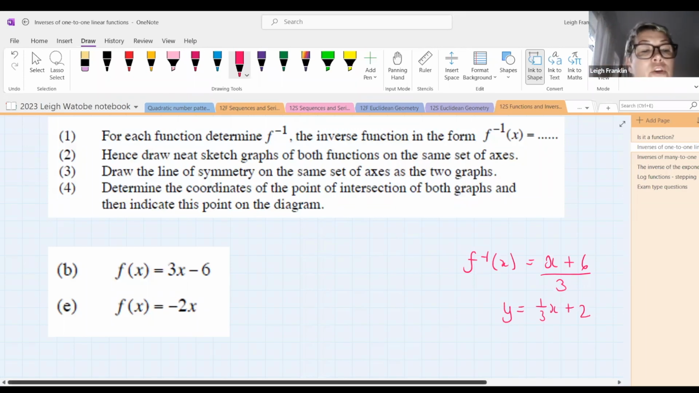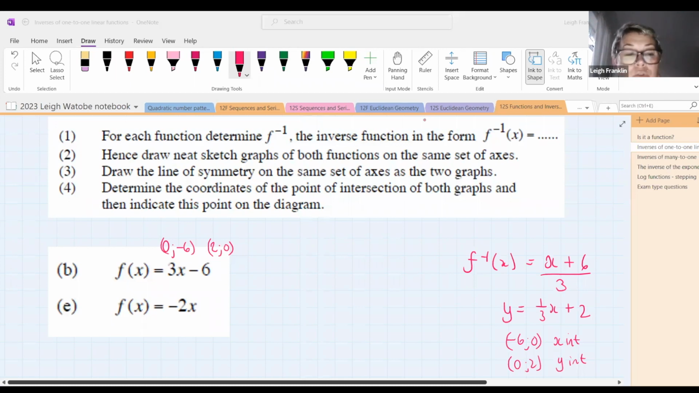Here you used 0 and negative 6 as your y-intercept. For your x-intercept, you had 2 and 0. Now, as far as the inverse is concerned, your x-intercept is going to be minus 6 and 0, and your y-intercept is going to be 0 and 2. Now you can go ahead and plot those points on a graph.